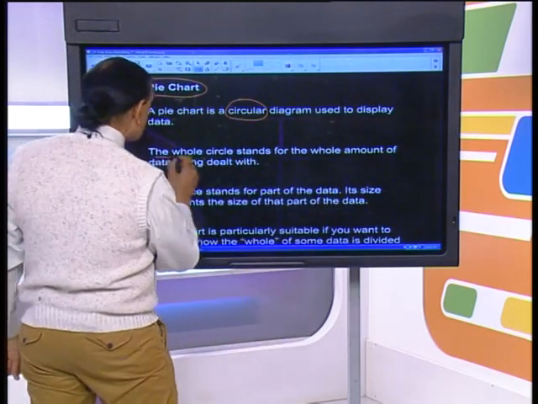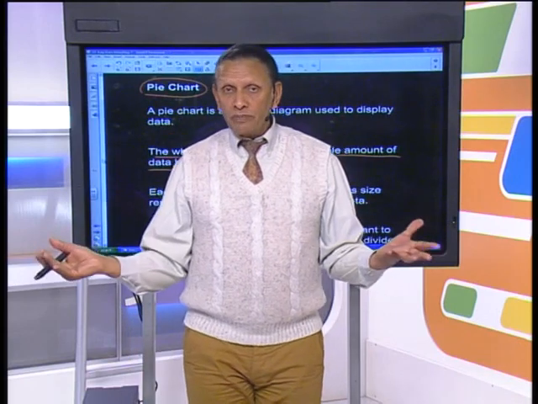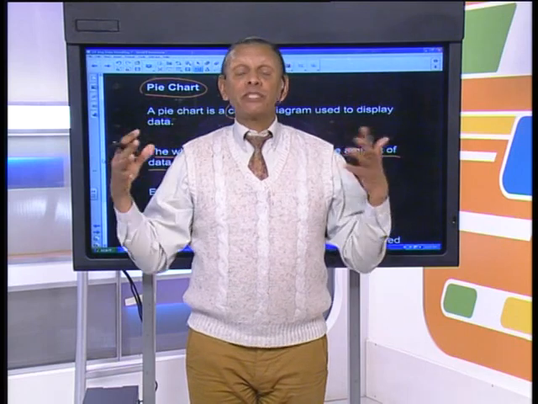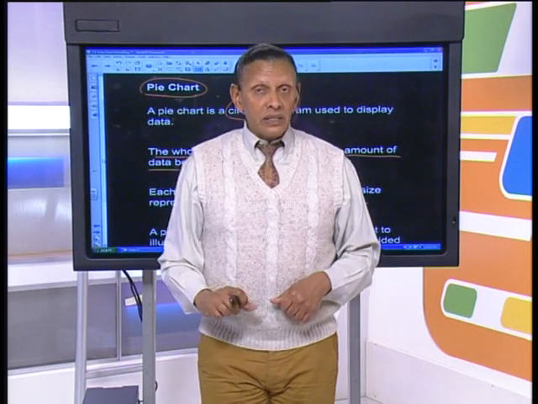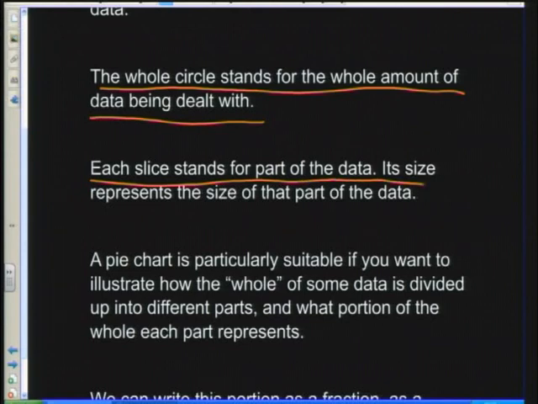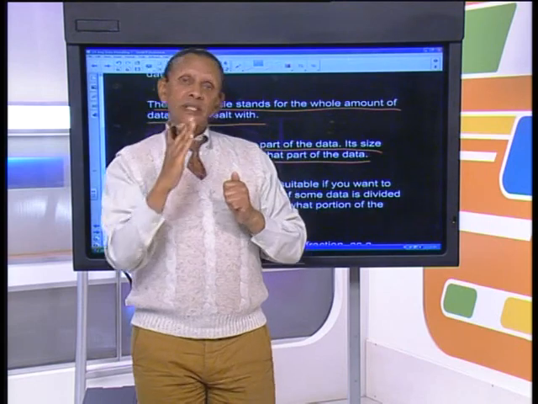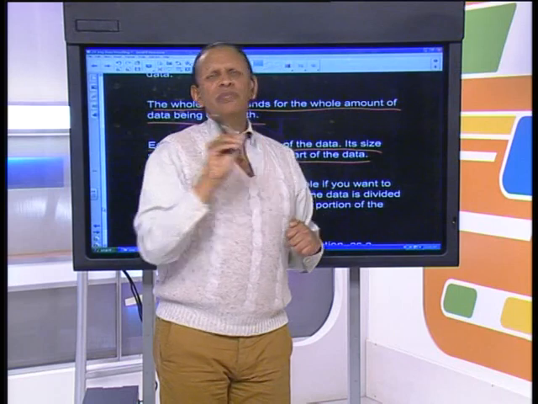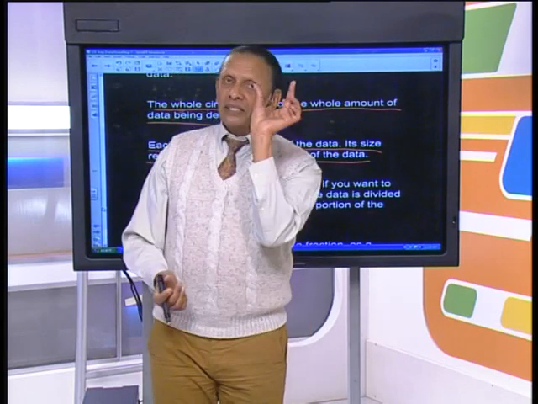Now the whole circle stands for the whole amount of data being dealt with. So when you draw a pie chart, people, the entire area of the circle must be used. You can't just use one half of it or one quarter of it. You must use the whole area of the circle. So please bear that in mind. Each slice stands for a part of the data, and represents the size of that part of the data. You will see with our example later on. So when you have your circle, think of a pizza, and you have these little sectors you cut out in the pizza. Sometimes we use different colors, and we also give them names. So each of those sectors will represent a certain part of the data.